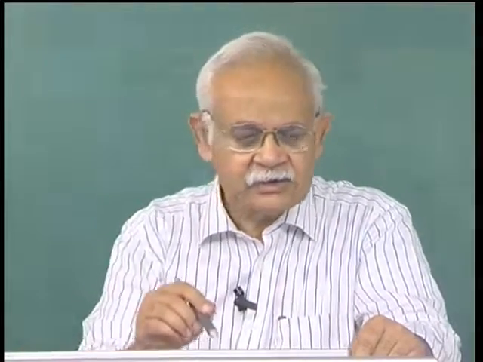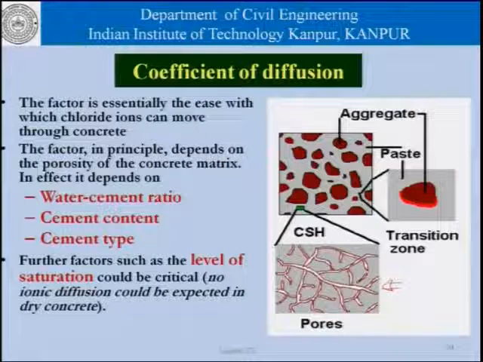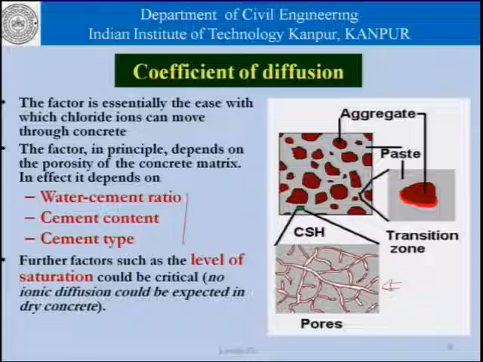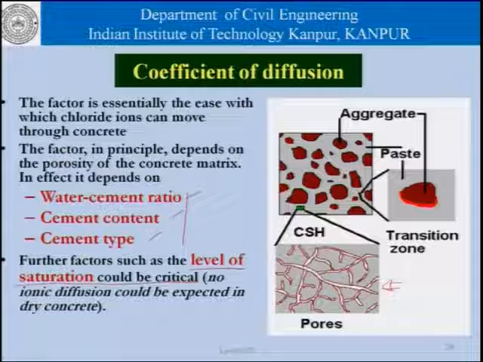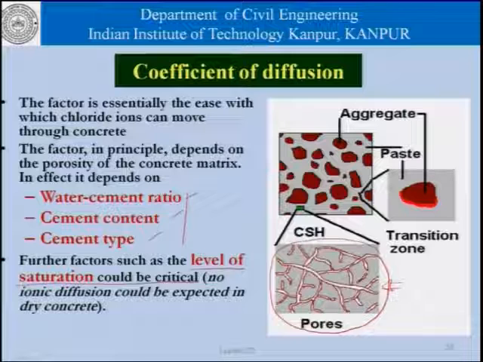And this ease or this pore structure is related to the kind of factors given here, the water cement ratio, the cement type, the cement content and so on. It is also the level of saturation that could be critical. As I have said before, there is no ionic diffusion expected in dry concrete. So, depending on the water cement ratio, the cement content and the cement type, we will have different pore structures which will be formed as represented here.